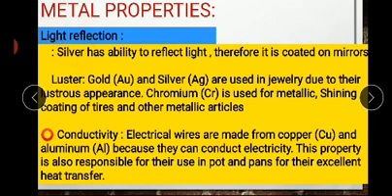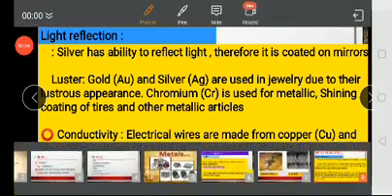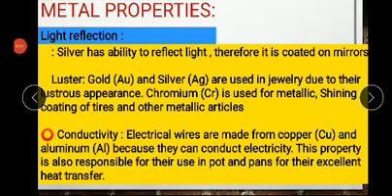Now next, light reflection. Silver is also a metal. What is its property? Its property is to reflect light. So therefore it is coated on the mirrors because it reflects the light. This is its use, it's its property. Next one, luster. Luster means the physical appearance. Gold and silver are used in jewelry because of the lustrous appearance, and because of this lustrous appearance, they have a shiny surface, which is used for this purpose.